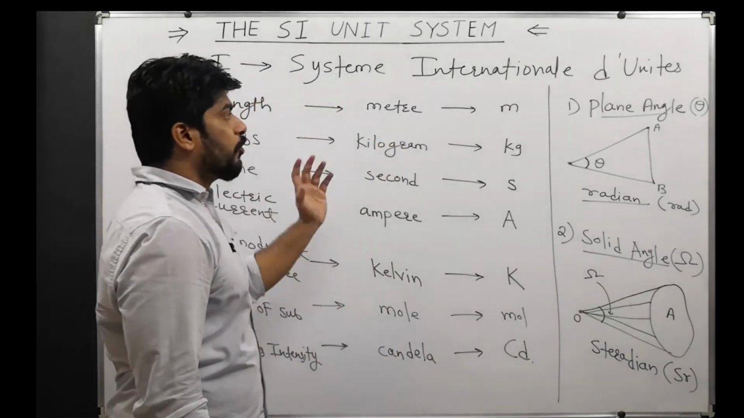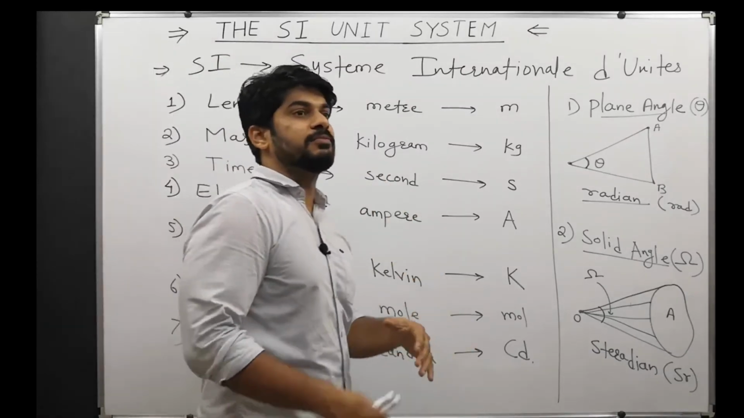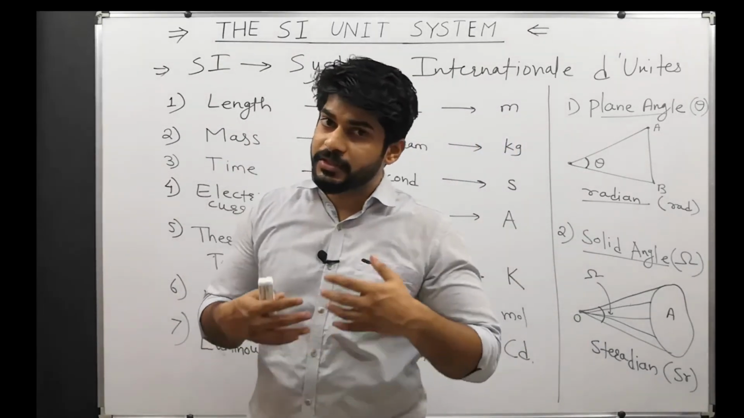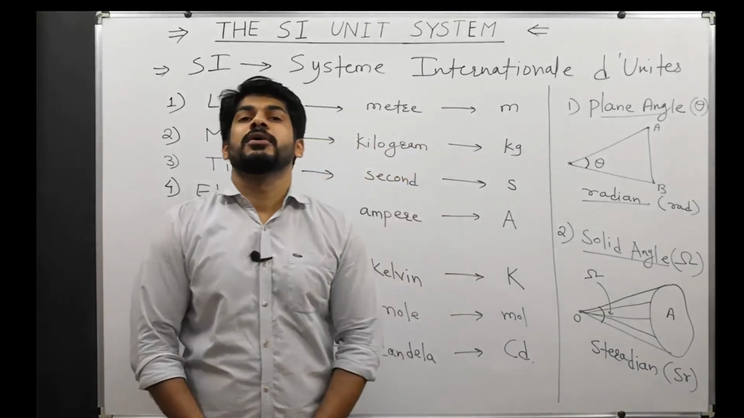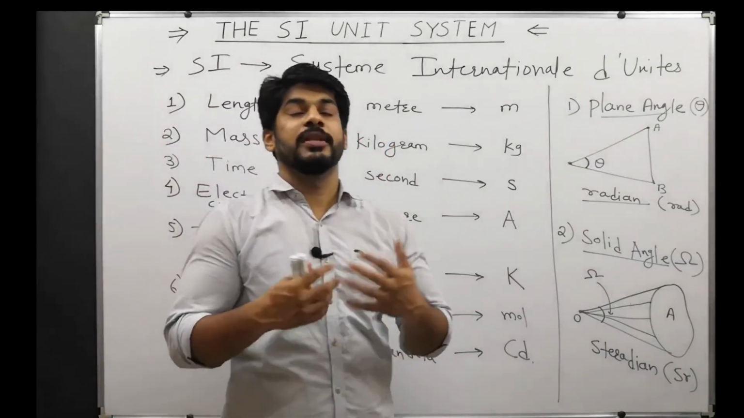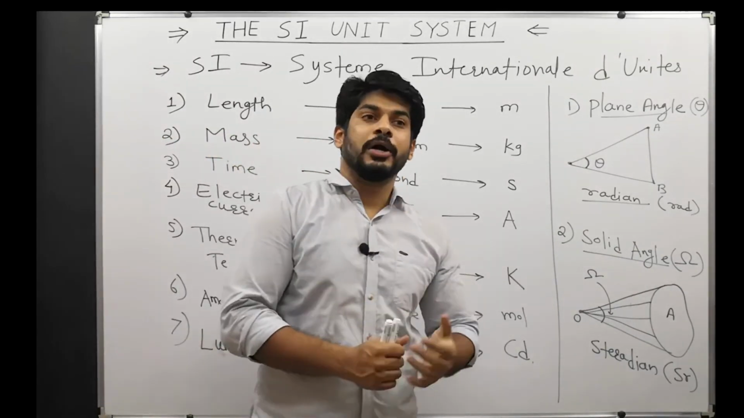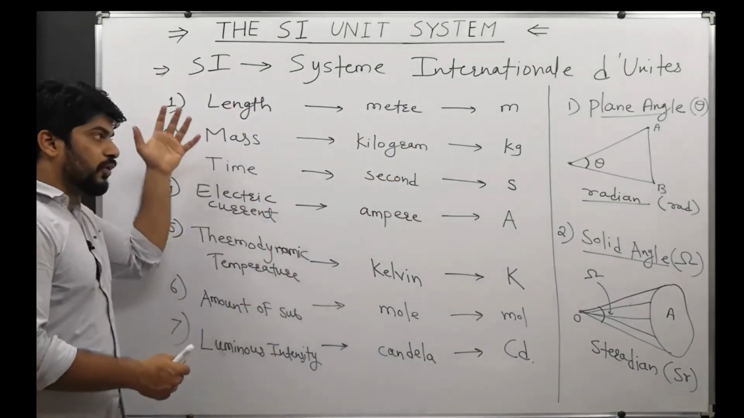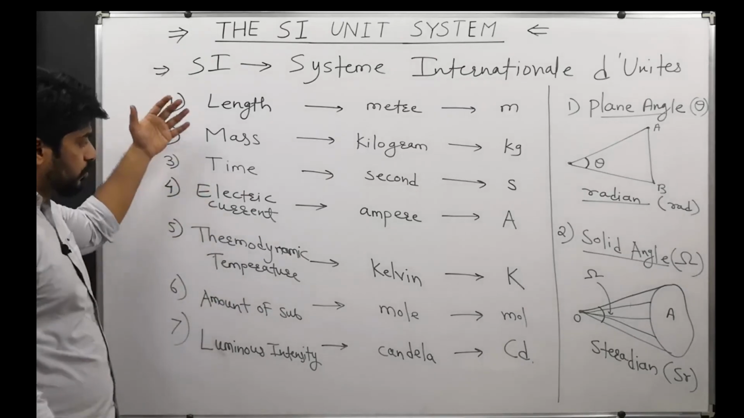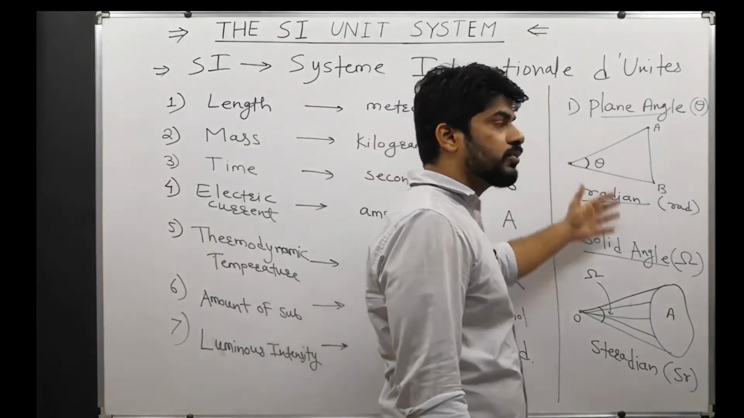So I hope this is clear to all of you: what is the SI system, why do we require it, and what is its place in scientific research. It's very simple. It's not that hard. It's not really rocket science. I hope all these quantities will be remembered by you all. You know these 7 quantities, you know these units, and you also know these two.